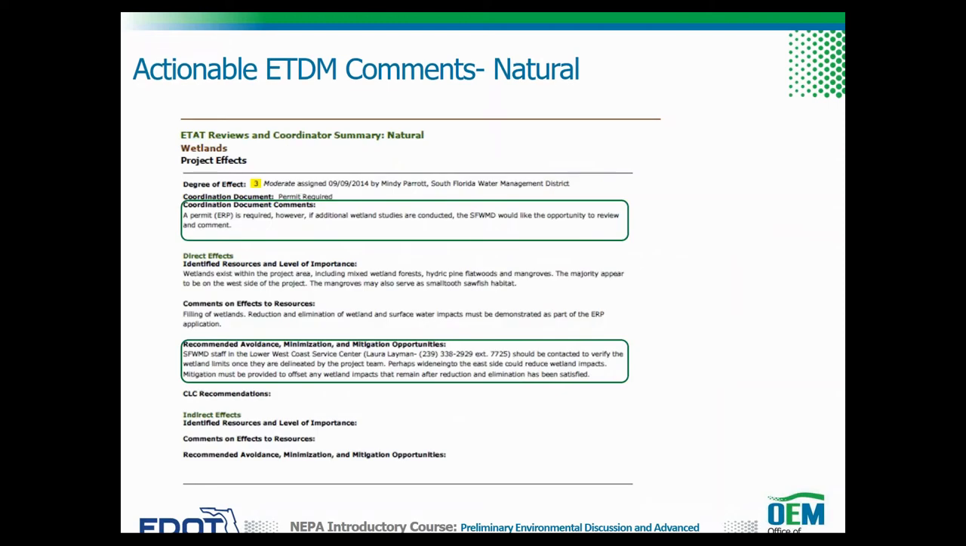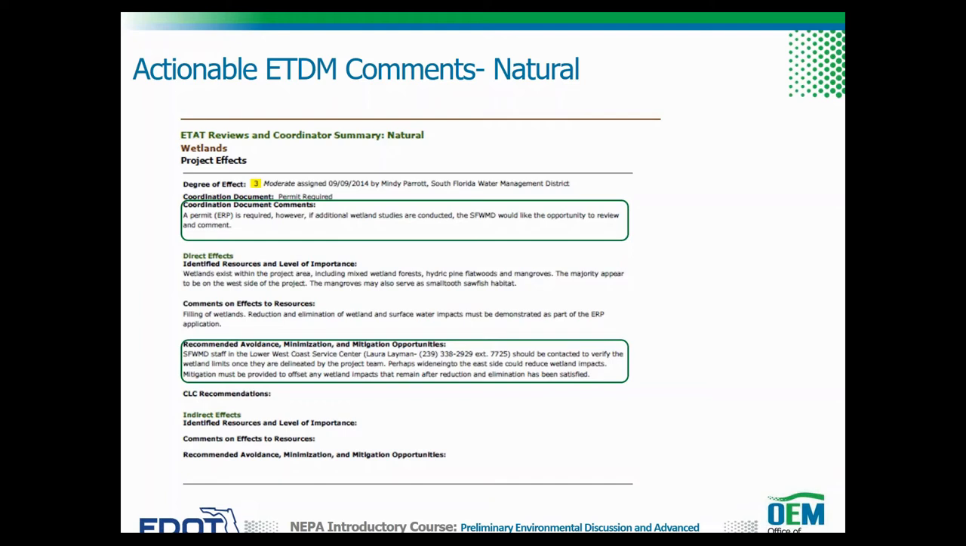Here's a similar example for natural resources. In this case, under coordination document comments, the South Florida Water Management District has indicated that an environmental resource permit, or ERP, will be required, and they requested to review any future wetland studies for the project. Under recommended avoidance, minimization, and mitigation opportunities, it states that the South Florida Water Management District field staff should be contacted to verify the jurisdictional wetland line after delineation.